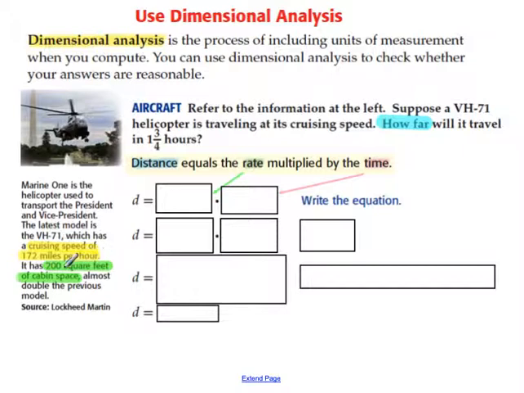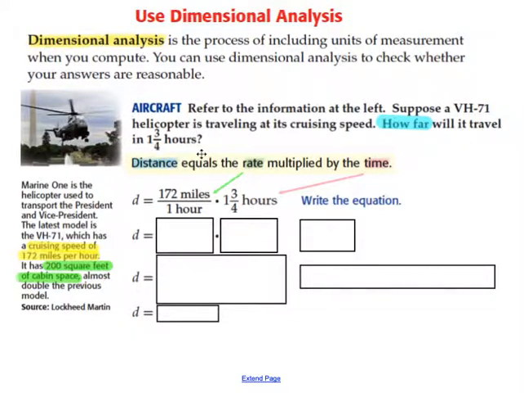And it has 200 square feet of cabin space. I don't think we're going to use that for this one. I think I deleted the problem that had that. So the thing we need to know is our distance equals the rate times the time. So if we use distance as rate times time, its rate is 172 miles per hour per every 1 hour. So that's rate times time.